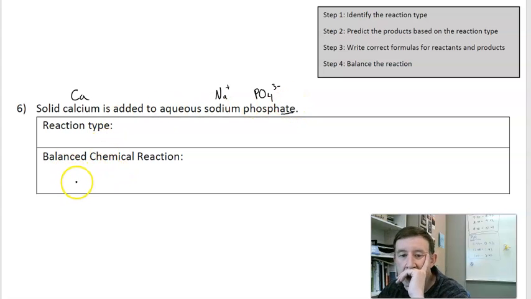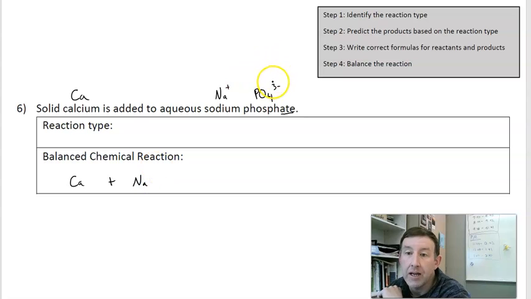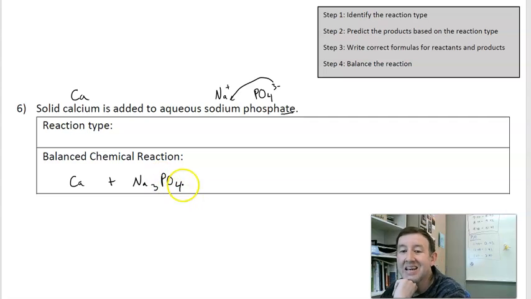So my reactants are going to be like this. I'm going to have calcium metal, right, or solid calcium. It's going to be added to sodium, right? That 3 needs to go there because my charges are not balanced, right? And 1 phosphate, so I'm just going to write that as PO4. And again, phosphate is PO4, so that 4 does not get changed.